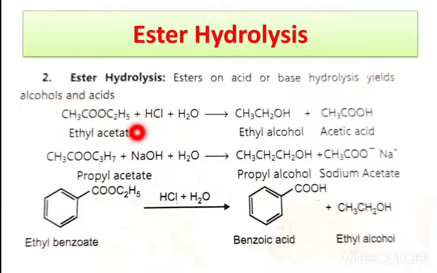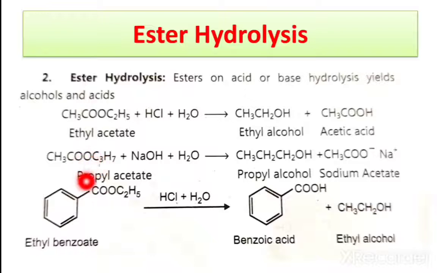In the first reaction, this is the structure of ethyl acetate plus HCl plus H2O. That means this is the acid hydrolysis. And in acid hydrolysis, we get ethyl alcohol plus acetic acid. That means the ethyl acetate undergoes acid hydrolysis, with formation of ethyl alcohol plus acetic acid.